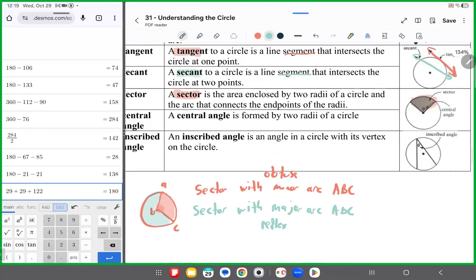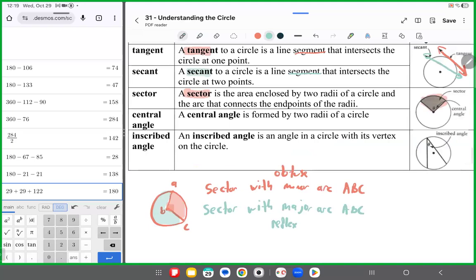Okay. The central angle is the angle that is formed. Okay, so we saw that when we studied radians as well. And lastly, we have something called an inscribed angle, which is an angle in a circle with its vertex on the circle itself. So it doesn't use the radius at all.